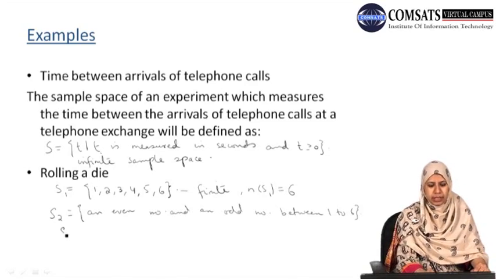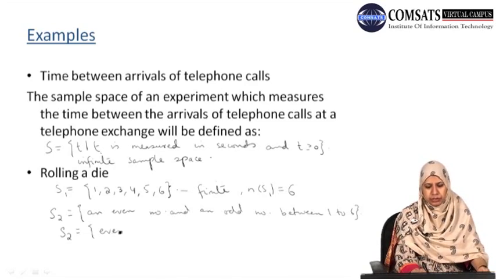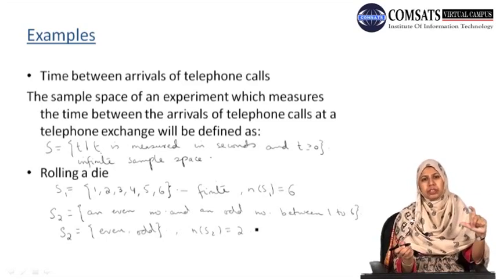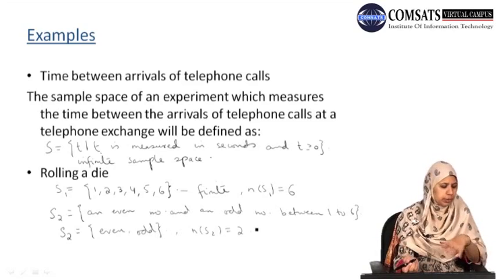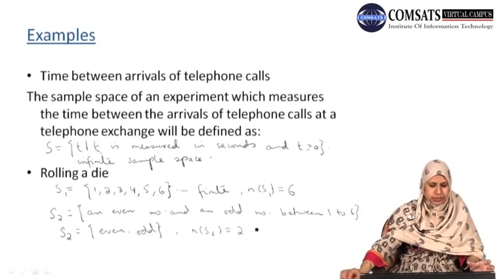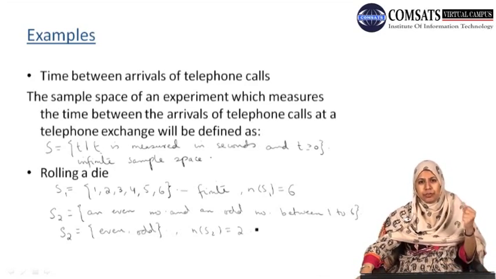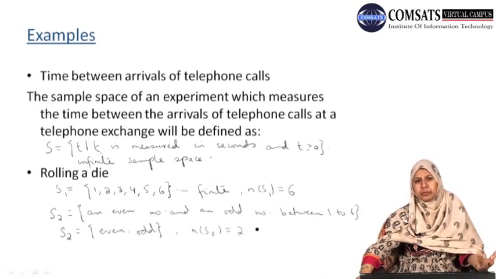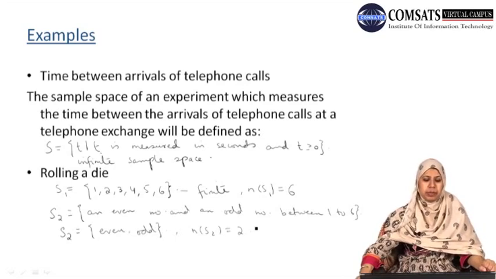So this S2 also defines a sample space of the same experiment, which means that we can also write our sample space S2 as either the possible outcome is even or the possible outcome is odd. In this case the size of the sample space S2 is equal to 2. That is, we will have one of two possible outcomes, either the number will be even or the number will be odd. From this example we have seen that for a particular experiment there are many ways to define the sample space, or there can be more than one sample space which defines the same experiment.